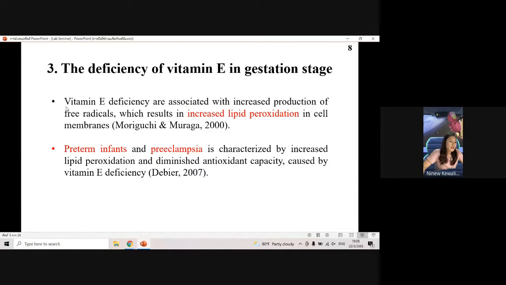Vitamin E deficiency is also associated with increased production of free radicals, which results in increased lipid peroxidation in cell membranes. Preterm infants and preeclampsia are characterized by increased lipid peroxidation and diminished antioxidant capacity caused by vitamin E deficiency.